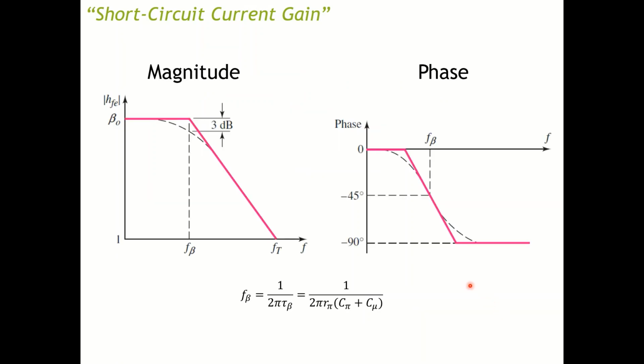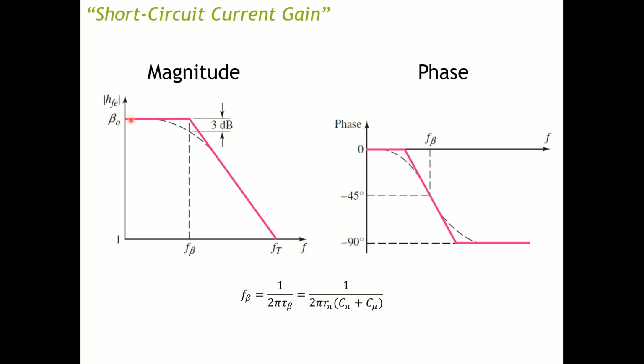So now we have the expression for the current gain. We know the magnitude of the current gain at low frequency, so we can draw the Bode plot. It looks like this.